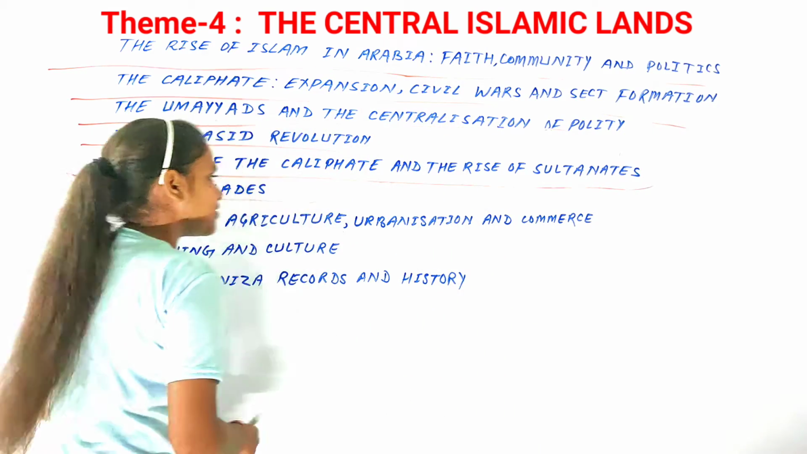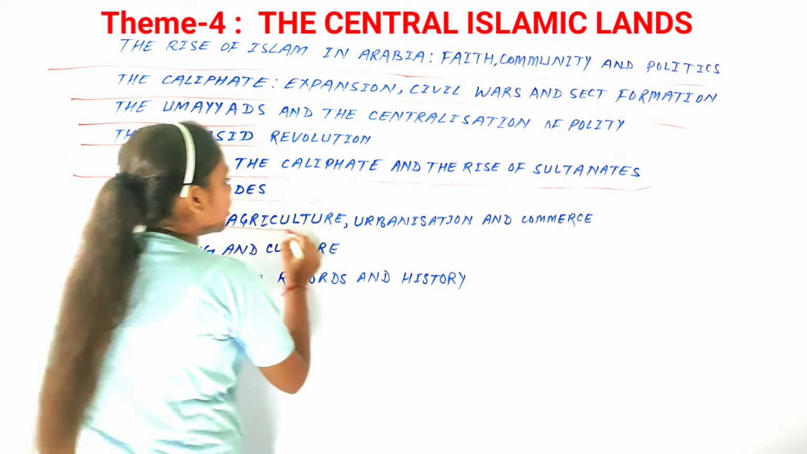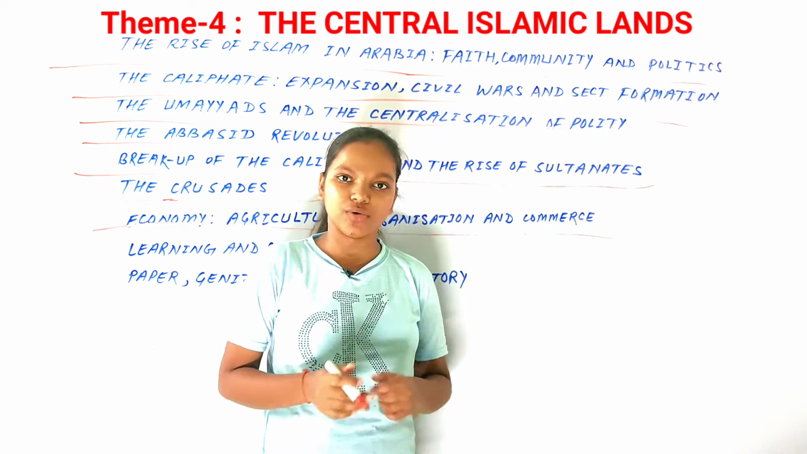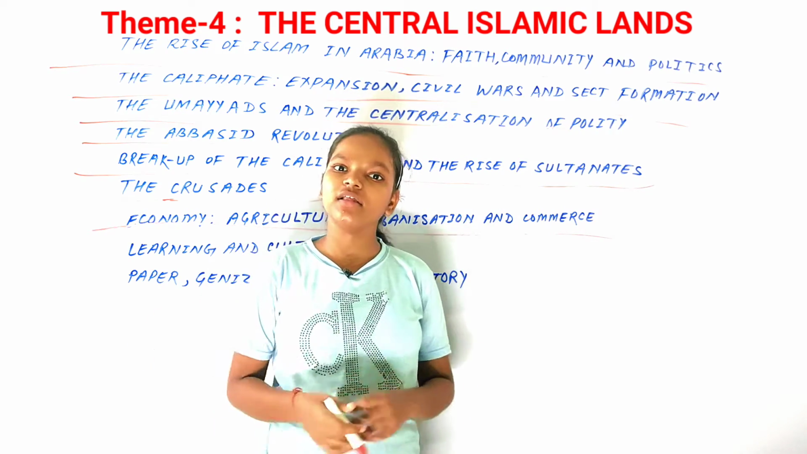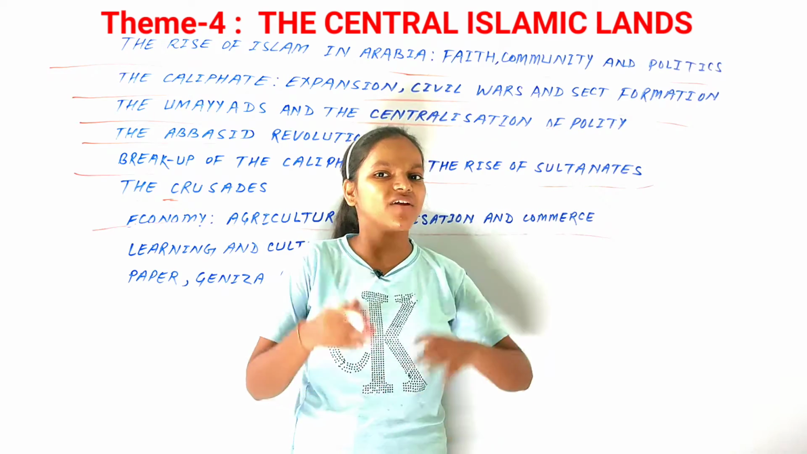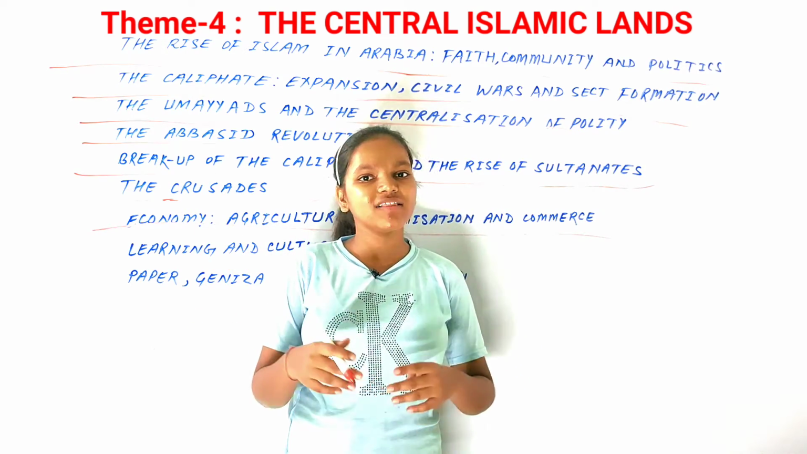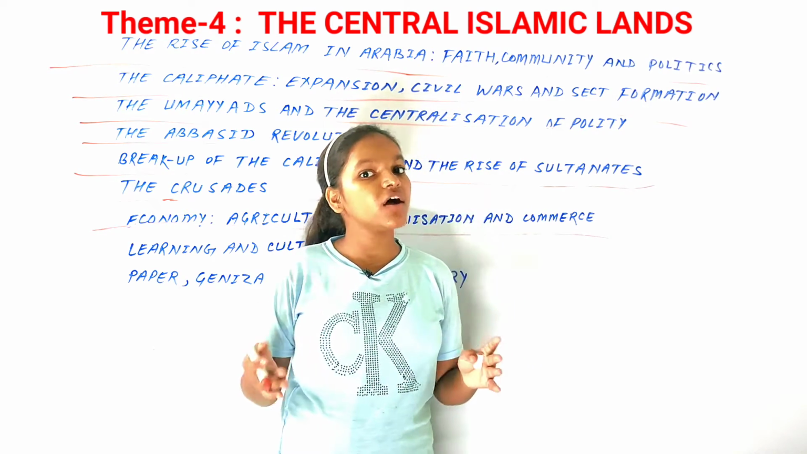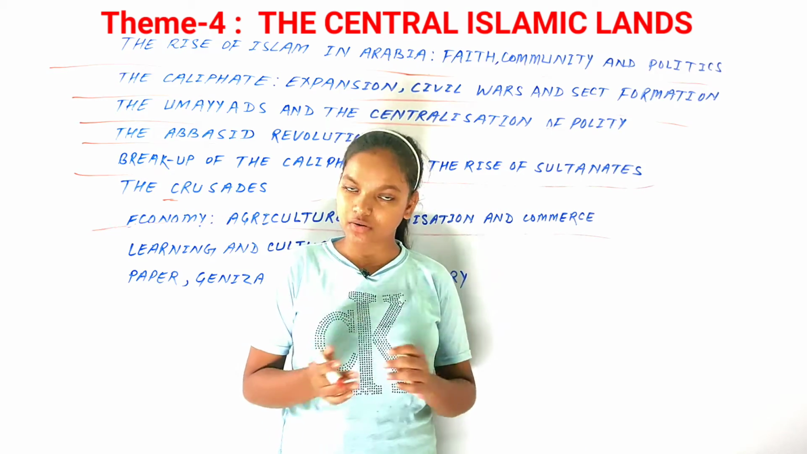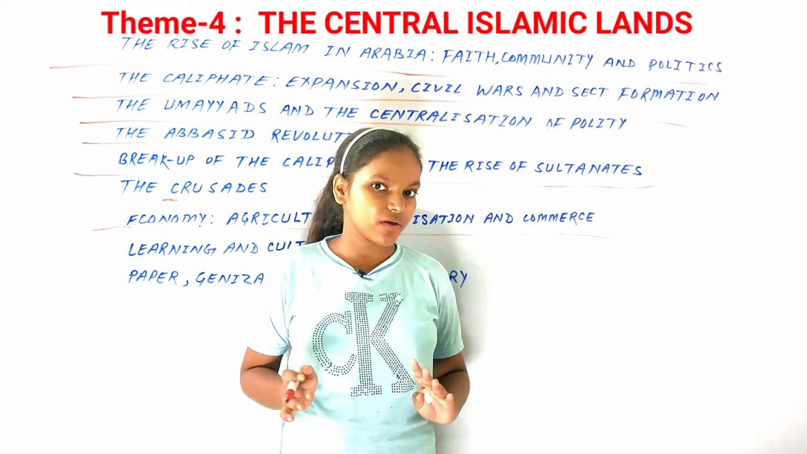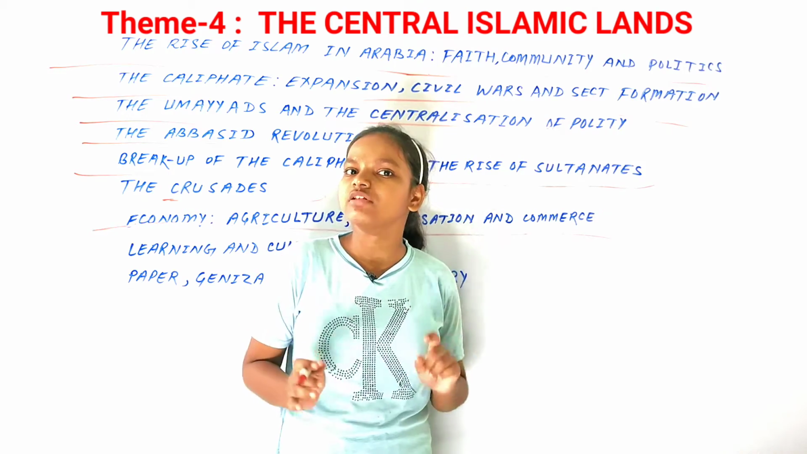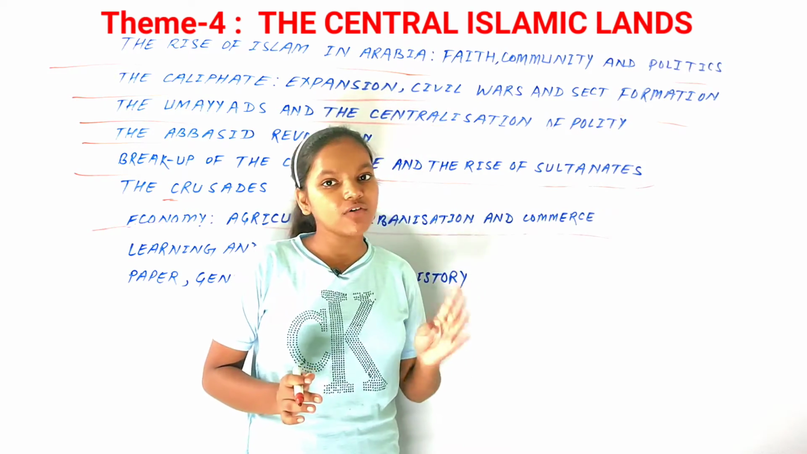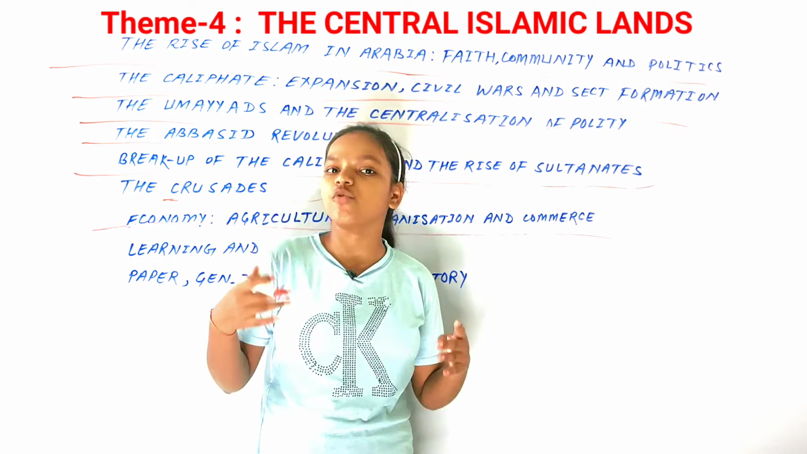Now the next topic is economy, agriculture, urbanization and commerce. We have seen the conquering by different caliphs and dynasties over the Islamic world, and we have also seen its crusades. But we should have a different sphere as well, that is the economic sphere. So now let's talk about the economic sphere of the Islamic State, in which there were three most important aspects. First was agriculture, second was urbanization, and the third is commerce.